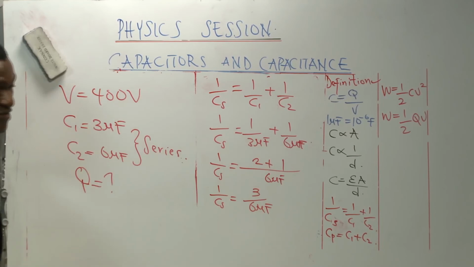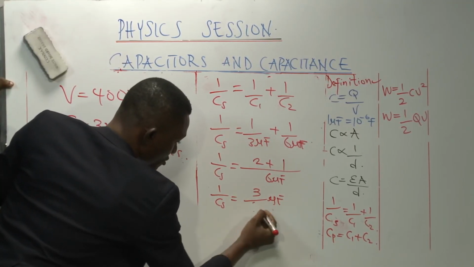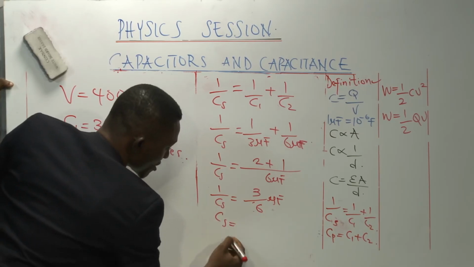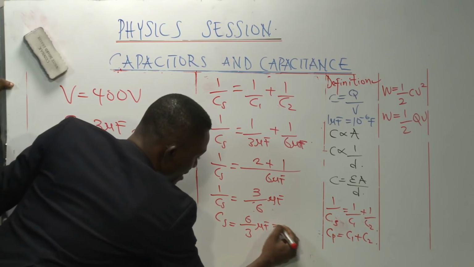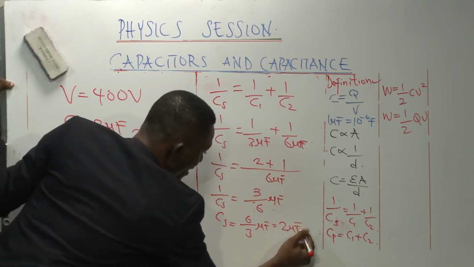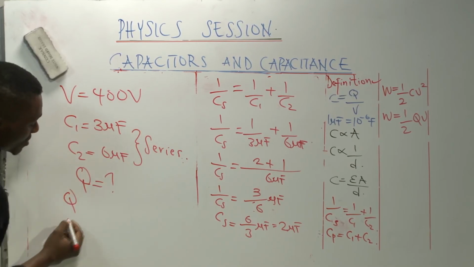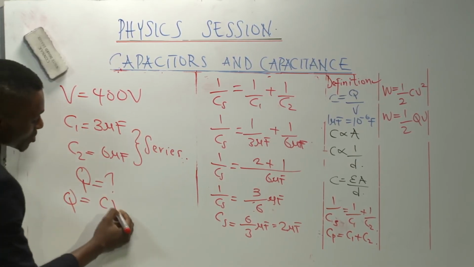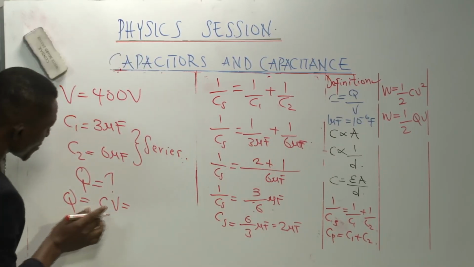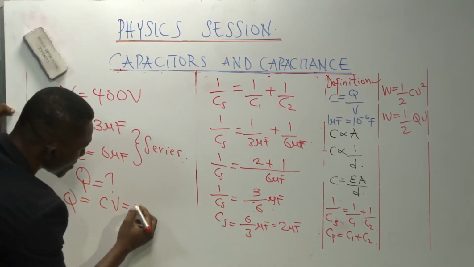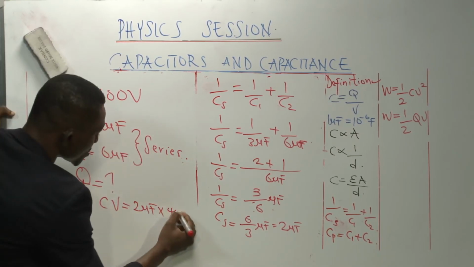So since we have this, all we need to do is to flip them up. Cs becomes 6 over 3 microfarad, and that gives us 2 microfarad. So our quantity of charge is equal to CV. From the formula, Q is equal to CV, and we have our C as 2 microfarad times 400 volts.